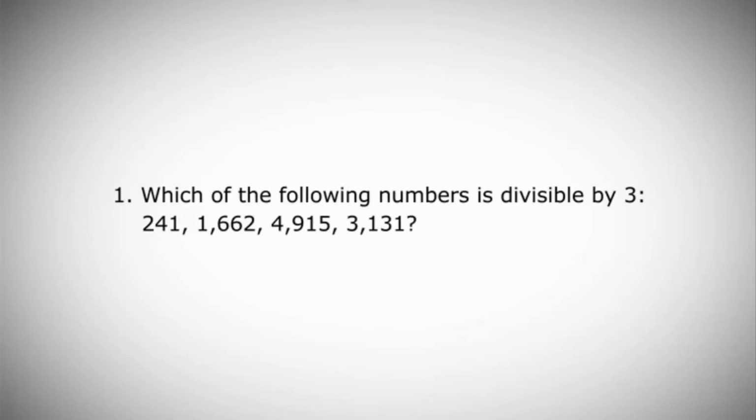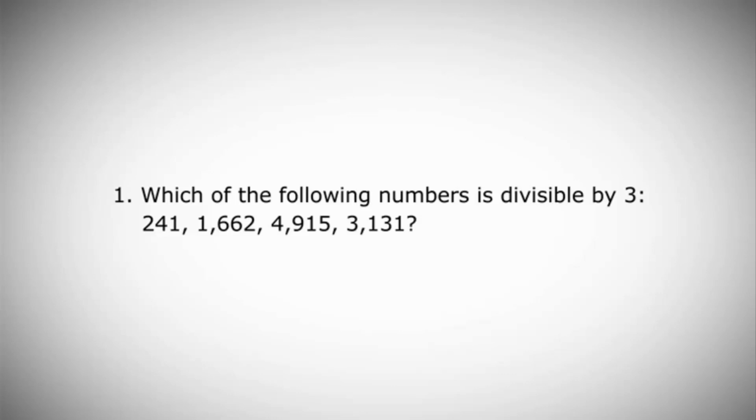Let's go ahead and go through a few of these exercises together. Number 1 asks us, which of the following numbers is divisible by 3? And we have a list: 241, 1,662, 4,915, 3,131. Remember that in order for a number to be divisible by 3, the sum of each of its digits needs to also be divisible by 3.